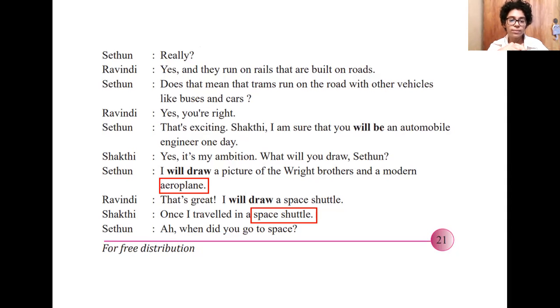Then Shakti says, "Yes, it's my ambition. What will you draw, Setun?" Setun says, "I will draw a picture of the Wright brothers and a modern aeroplane."